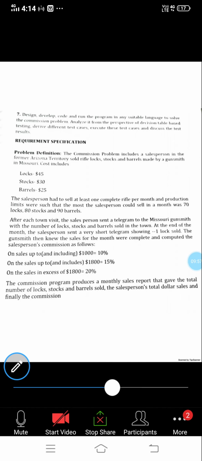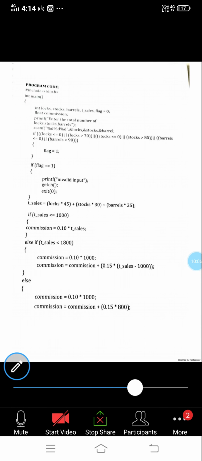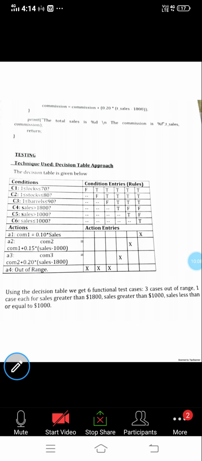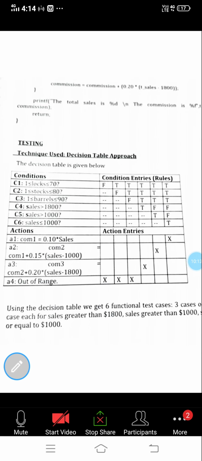Next, from 1,000 up to 1,800, for the next $800 there is 15% commission. Remaining, there is 20% commission, that you have to write. After writing, you write the program to calculate the commission. Then for this also you have to write a decision table.